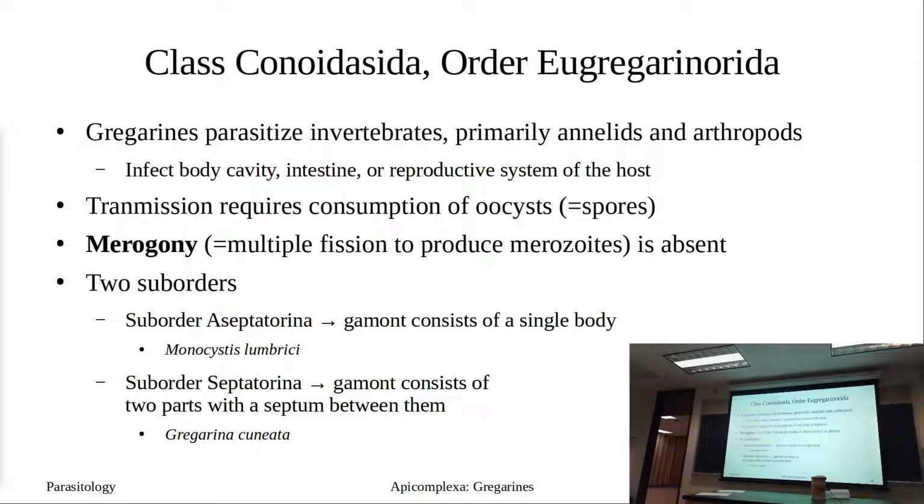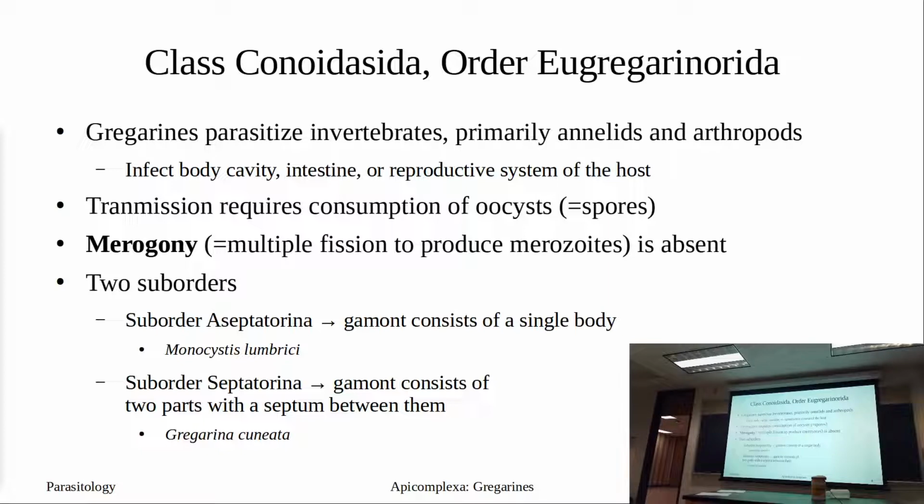We're going to talk about both. The first suborder is suborder Aseptoturina. And the second suborder is Septoturina. So again, here's our term Septoturina, Aseptoturina. One of them is going to have a septum, the other is not. You'll see some images to provide clarity. Our gamete will either be a single body, our Aseptoturina, or the gamete will consist of two parts with a septum between the two. Hence the Septoturina. You've got a septum or you don't have a septum.